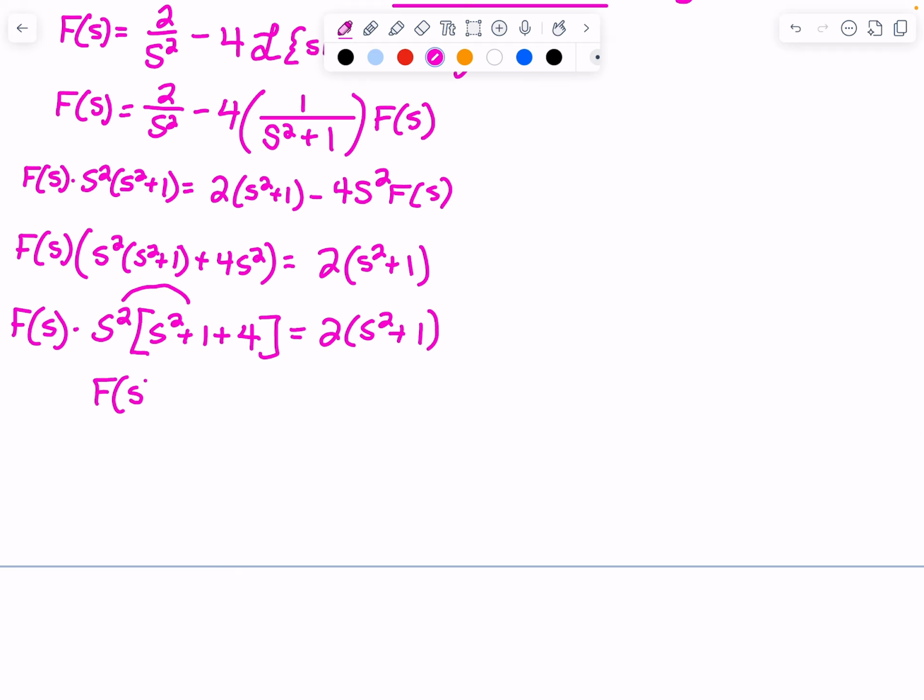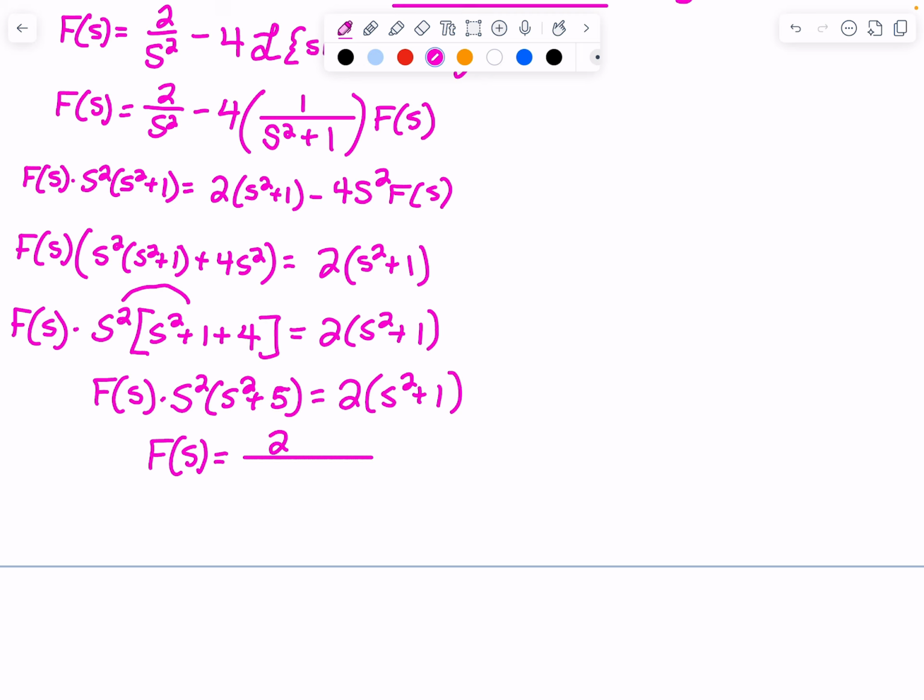I get F(s) times s squared times (s squared plus 5) equals 2 times (s squared plus 1). And then if I divide now, I get F(s) equals 2, and I'm going to go ahead and multiply this out, 2s squared plus 2 over s squared times (s squared plus 5).